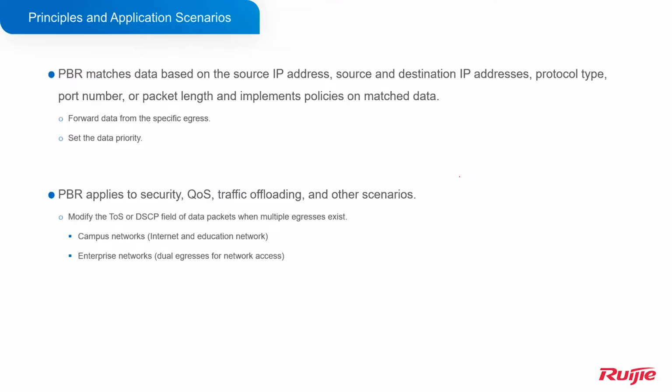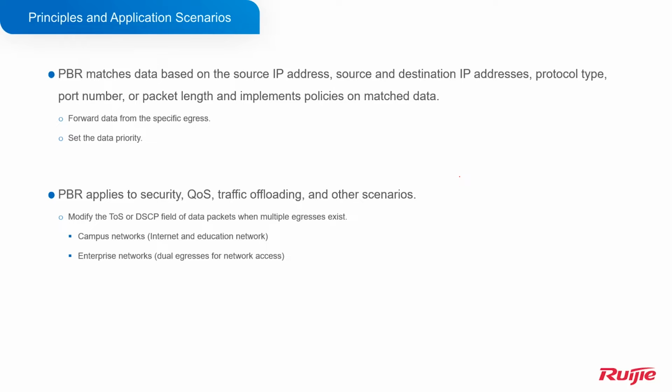PBR matches data based on the source IP address, source and destination IP address, protocol type, port number, or packet length, and implements policies on matched data. So the parameters you see here, no matter source IP or destination IP, protocol type, packet length, port number, are all parameters that we can use to define a policy. For example, we can distinguish the packets based on their protocol type, or based on their port numbers, or even based on their packet length, right?